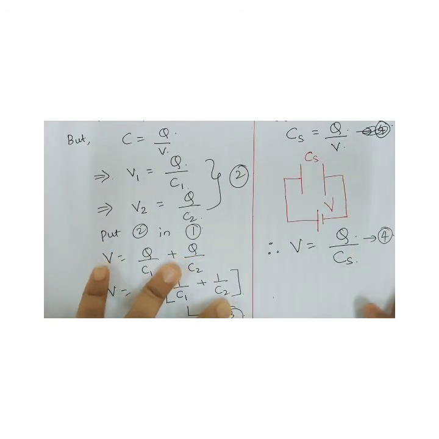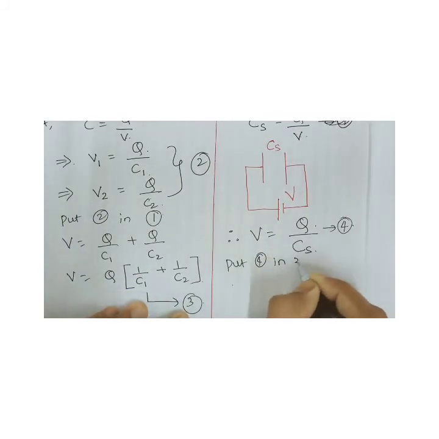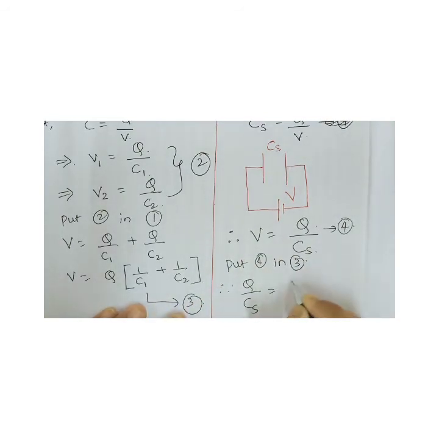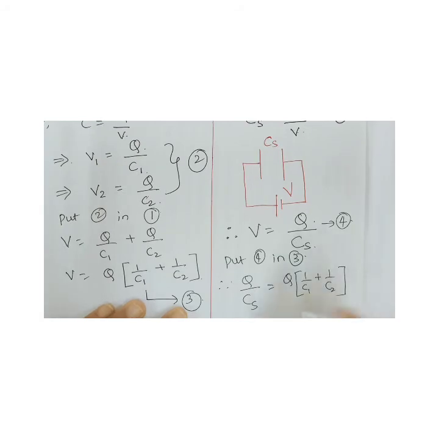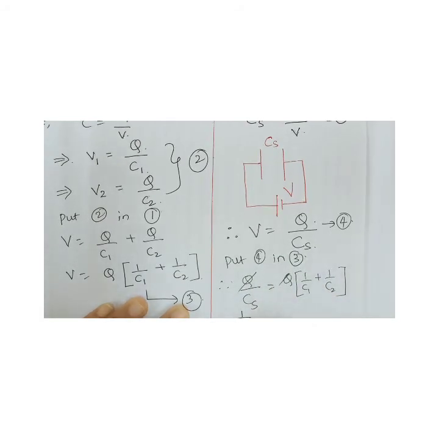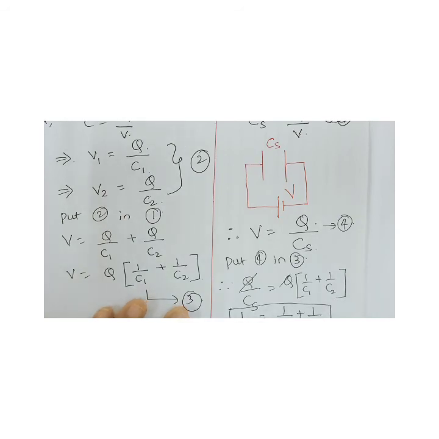Now I'll put equation 4 in 3. So what do you get? Q by Cs equals Q into 1 by C1 plus 1 by C2. Clear? Q goes off, so you are left with 1 by Cs equals 1 by C1 plus 1 by C2. How are you getting this? This is nothing but Cs, the effective or equivalent capacitance of the series combination.